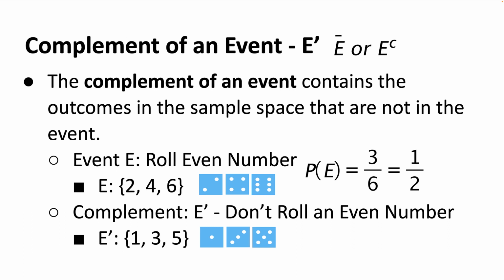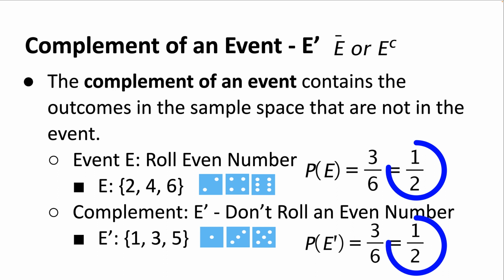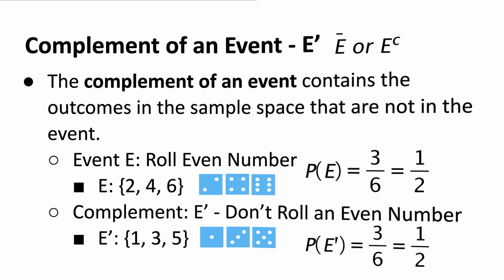Now let's calculate the probability of E complement. What's the probability we don't roll an even number? Well, in this case, there are still 3 favorable outcomes, 1, 3, or 5, out of 6 total. So the probability of E complement is still 1/2. And notice that those probabilities together add up to 1. Because one of those things is certain to happen. I'll either roll an even number or an odd number.